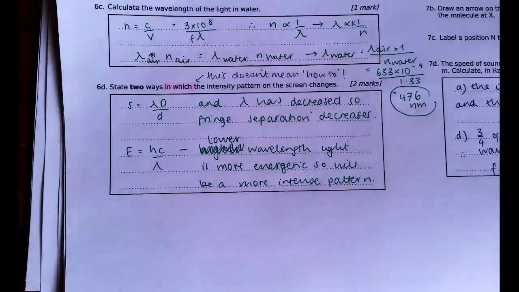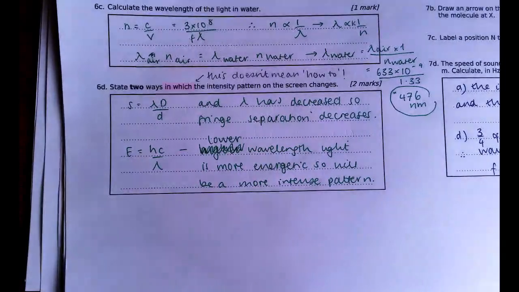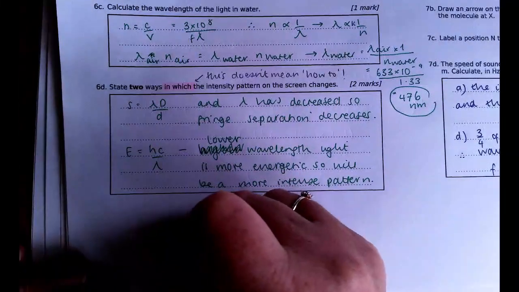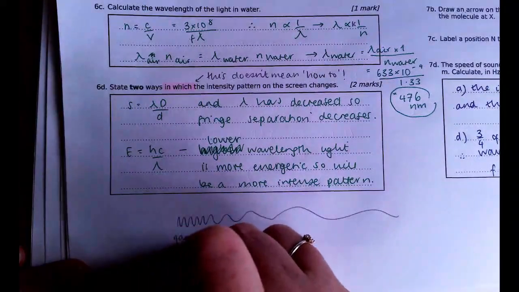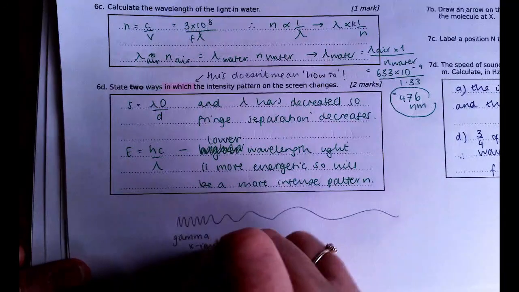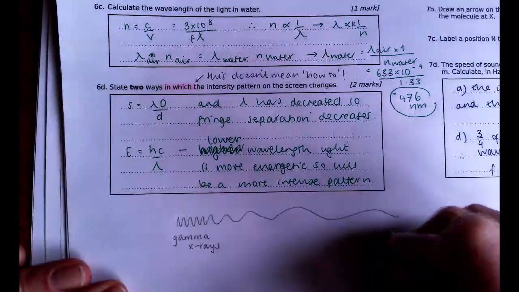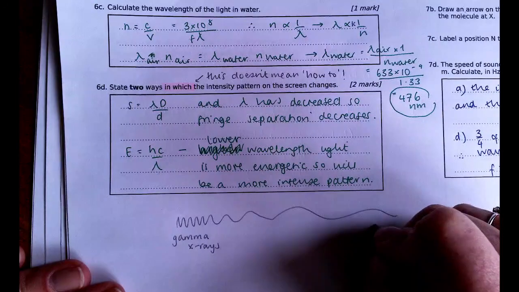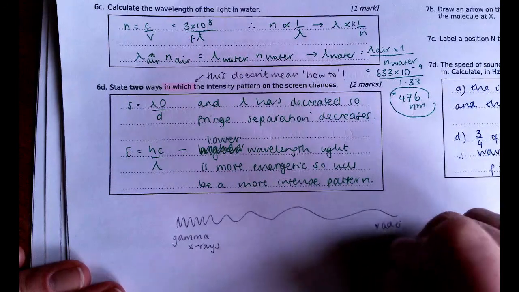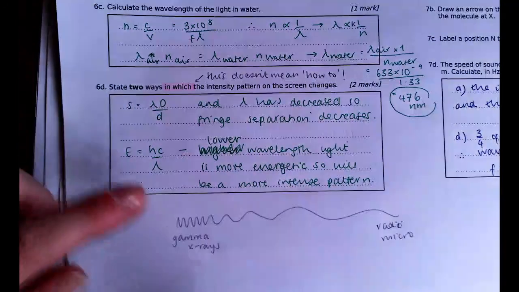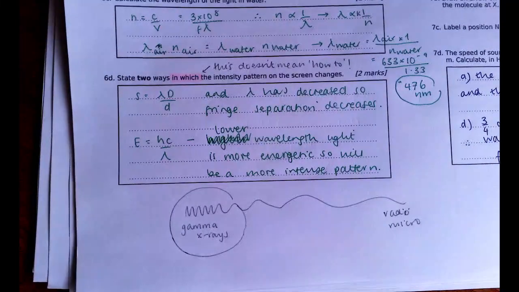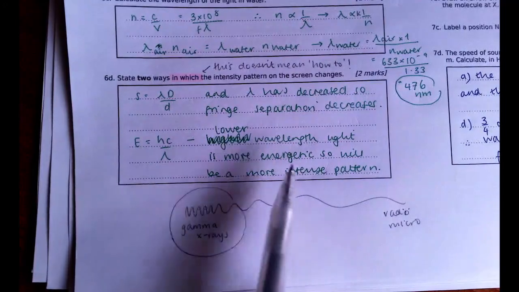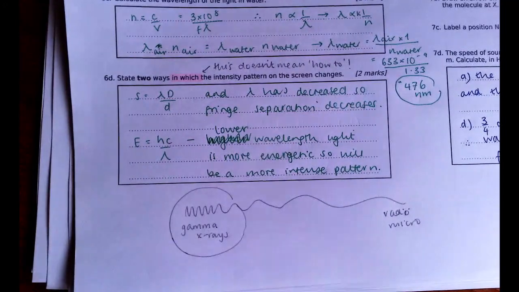And then the other thing to think about is what we know about the electromagnetic spectrum. If you think about it, when the wavelength is really, really small, we've got gamma rays and X-rays. And then when the wavelength is really, really large, you've got microwaves and radio waves. We know that the small-wavelength ones are the most energetic. So therefore, if the wavelength has got smaller, there's more energy involved. So there'll just be a more intense pattern. The intensity will be higher.